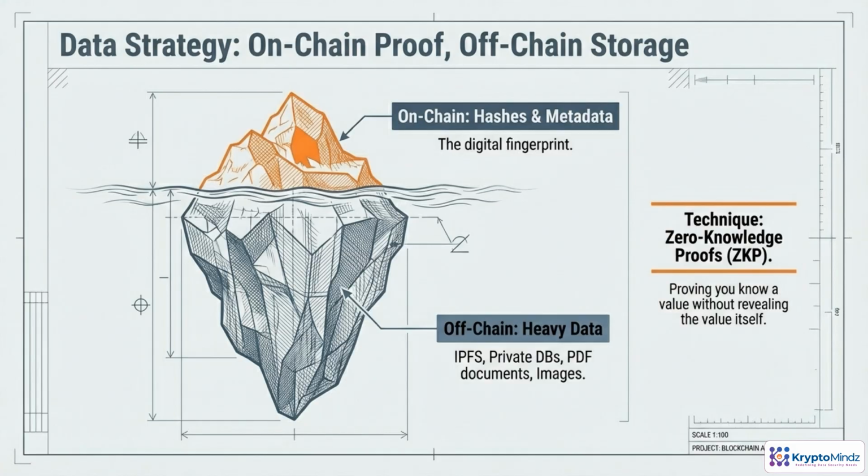The heavy content lives off-chain, in systems like IPFS, object stores, or existing databases, where it's cheaper and faster to manage. To add privacy, you can layer in zero-knowledge proofs. They let a party prove a statement is true, such as "I'm compliant" or "I'm solvent," without exposing the underlying data.